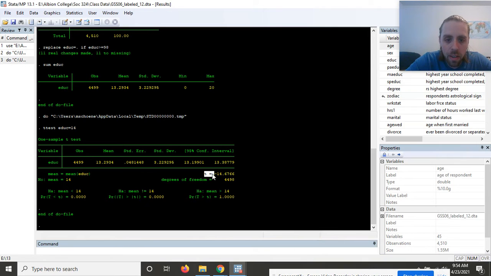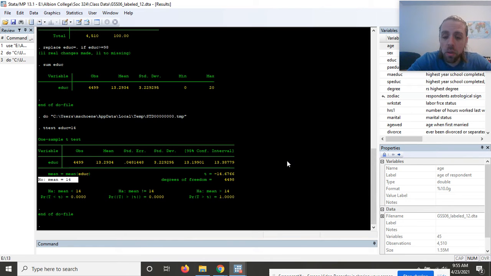T equals, does everybody see what I'm highlighting here? T equals negative 14.6766. That's the calculated t of a t-test between 13.2934 and the predetermined value of 14. So what we see directly below that, degrees of freedom, you'll see that is n minus 1, right? 44,498. And you see where it says H0 here? That's your null hypothesis. So for this case, the null hypothesis is that the mean equals 14.